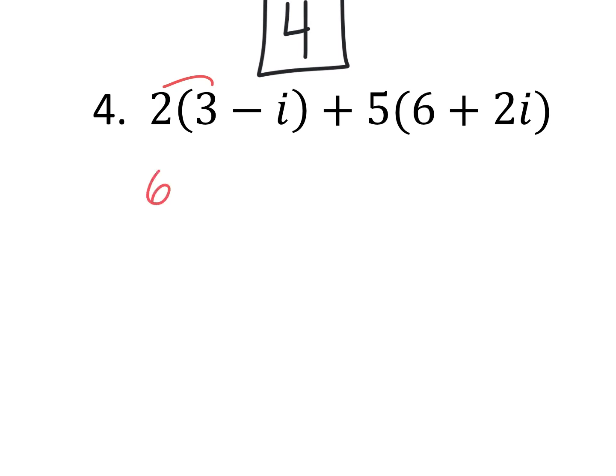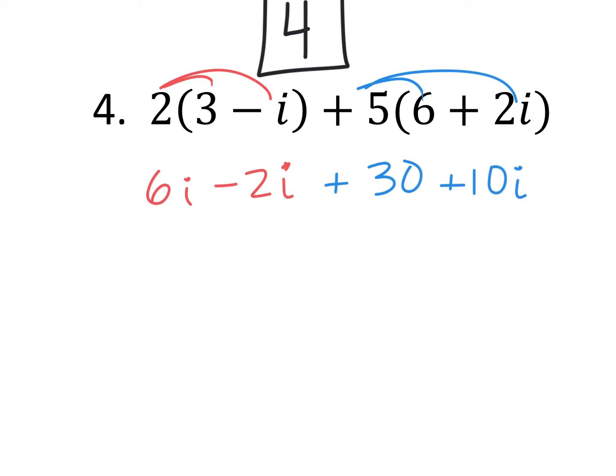Okay, distribute, sorry, right? You need to distribute the 2. I'll color code for learning. And then distribute the 5. Does this look right? And now combine our like terms.